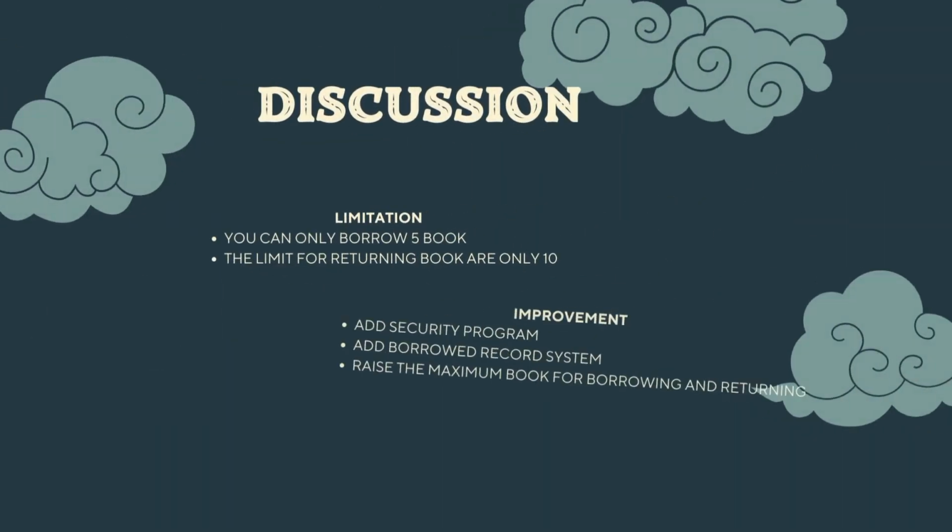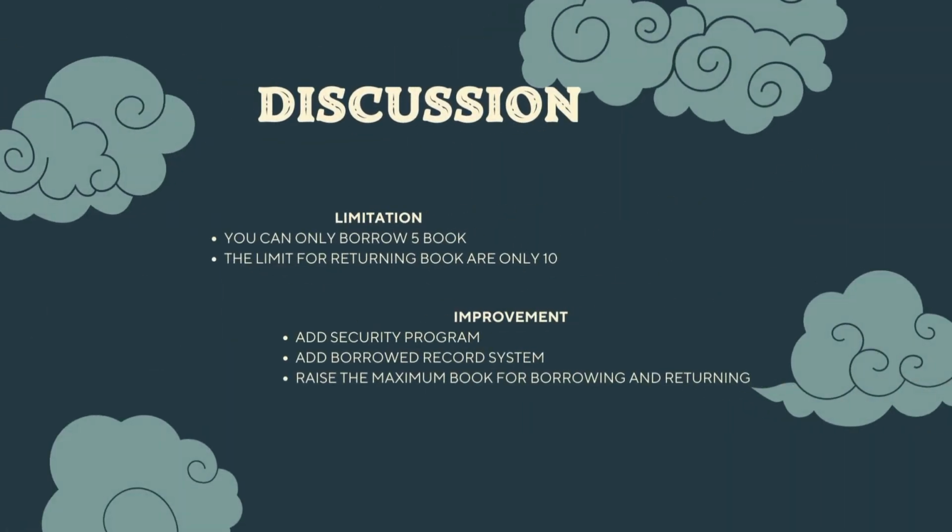As per discussion, the limitation is that you can only borrow 5 books. The limit for returning books is only 10. The improvements that we want to make are adding a security program, adding a borrowed record system, and also raising the maximum number of books for borrowing and returning.